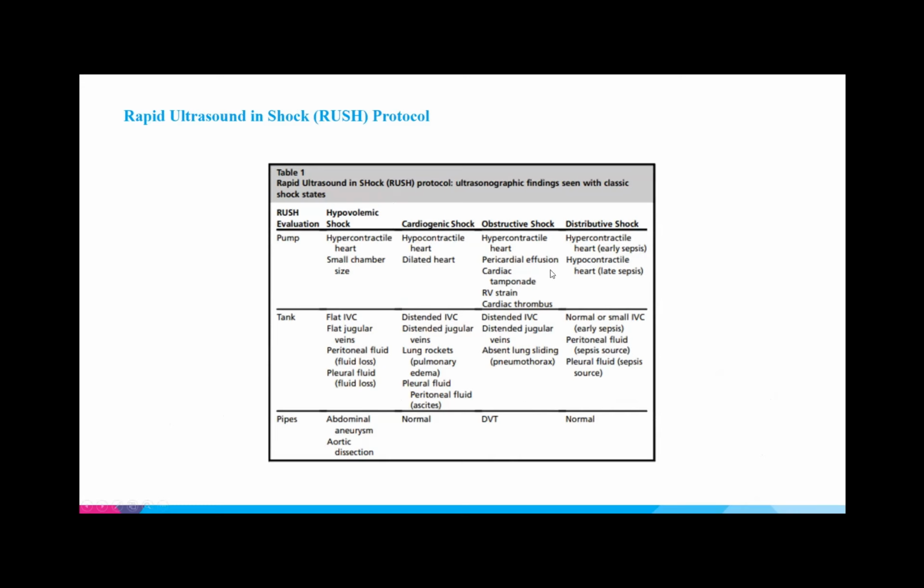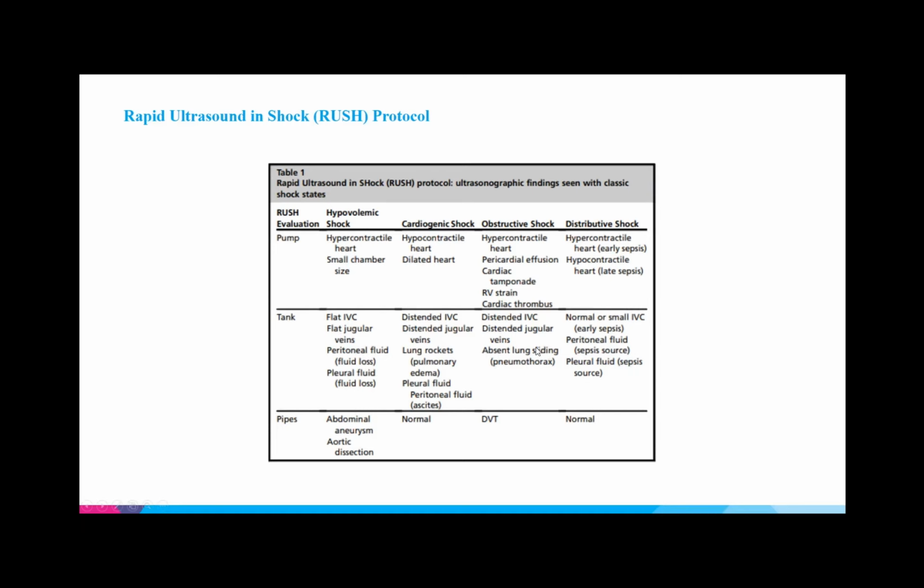And then obstructive shock is going to be your main time where you look for, if you're looking at the heart, cardiac tamponade, signs of RV strain, a clot in transit, if you're looking for a massive PE. And then in terms of the tank, the intravascular volume status, the main thing to look at to help differentiate between the types of shock would be the IVC. But then certainly if the patient has free fluid in the abdomen, that makes you worried about hemorrhagic shock, right?